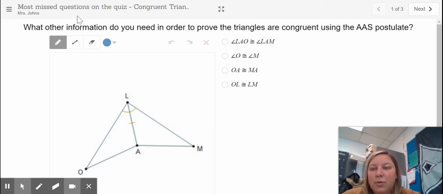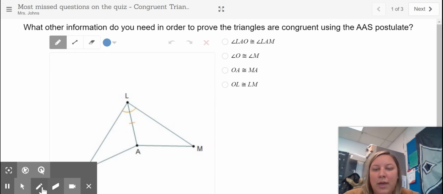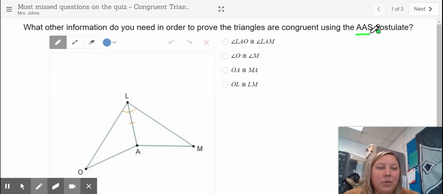So this question says, what other information do you need in order to prove the triangles are congruent using angle, angle, side? Okay. Now, when they're asking this type of question, they don't mean information like the reflexive property or vertical angles. That information you already know. So they're looking for something other than the reflexive property or something other than vertical angles.